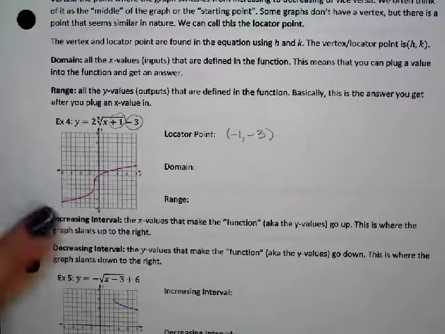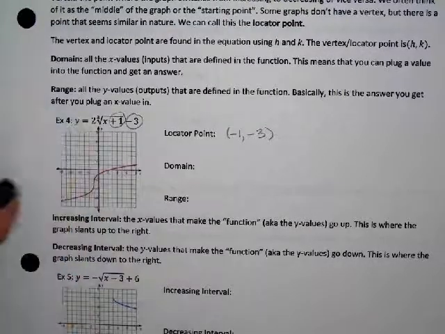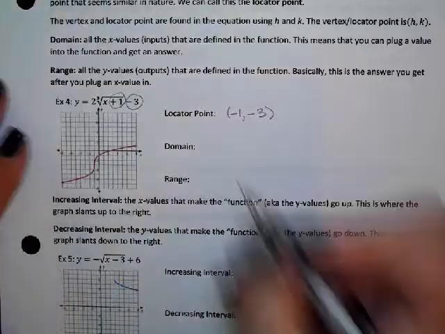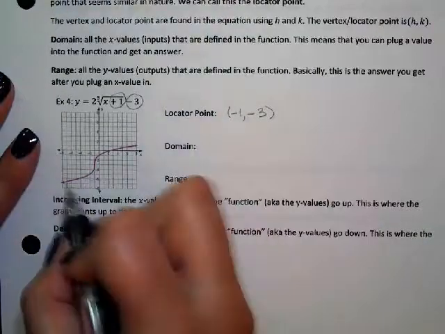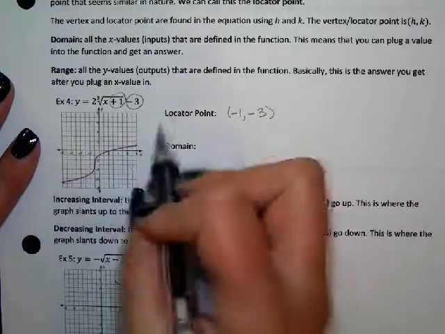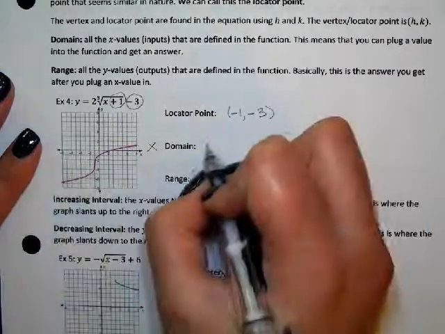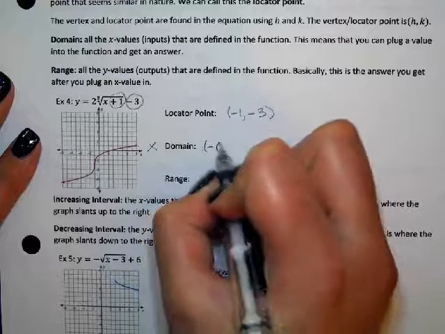This is a cube root graph. For the square root graphs, it definitely would have been more interesting, and we can get to one of those tomorrow in class. So for this one, domain, the arrow goes left forever and right forever. Domain, if you guys recall, is the x values, left forever and right forever. So this one, the domain is going to be negative infinity to positive infinity.